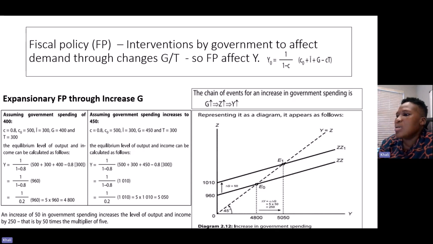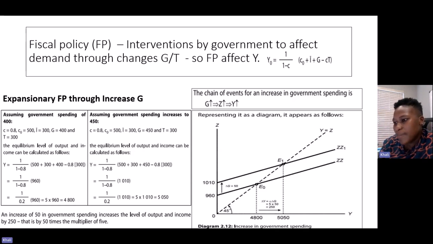Where we see investment, we replace it with 300. Where we see government spending, we replace it with 400. And where we see taxes, we replace it with 300. As we did in our previous calculation, we start with what's in the brackets. So that is 0.8 times 300. That is 240. We then calculate 500 plus 300 plus 400 minus 240, we get 960.